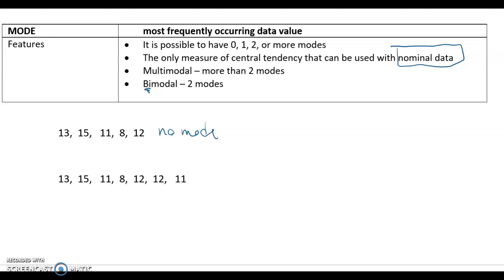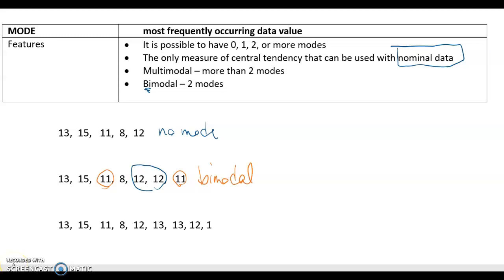Looking at the data set of 13, 15, 11, 8, 12, 12, and 11, you can see that 12 repeats once, but also 11 repeats. So we would say that this is bimodal. In this final example, we can see that we have 13 listed 3 times, but we also have 12 listed more than once. 12 is listed twice. We would not say that this is bimodal or multimodal. We would simply say that 13 is the mode here, because 13 occurs the most frequently.